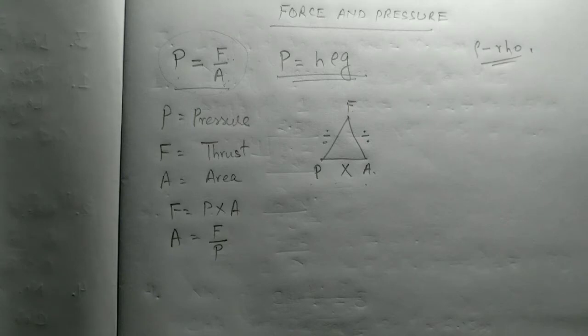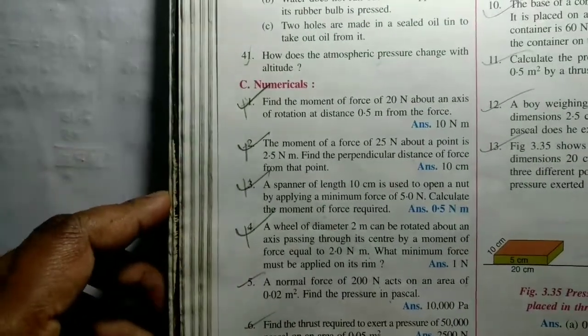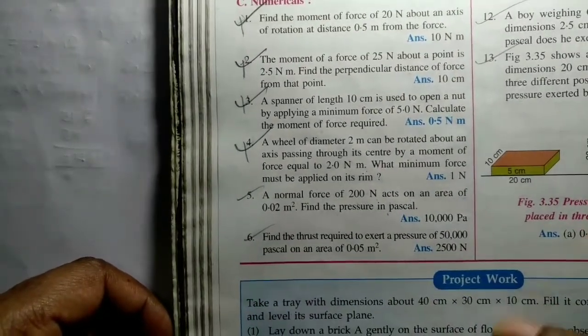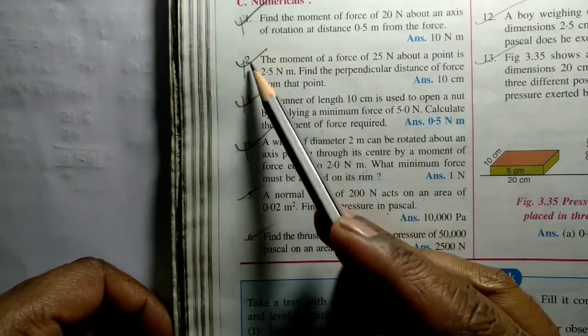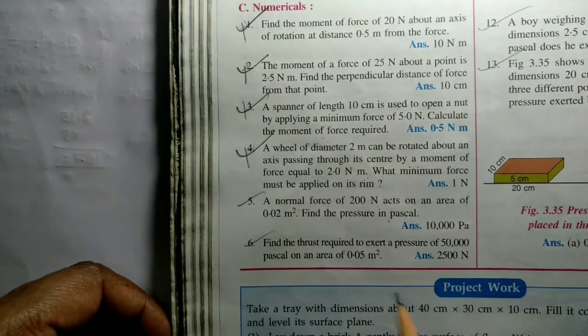So let me start with number 5. We have to start with number 5 first, because numbers 1, 2, 3 and 4 are about moment of force, which I haven't done. So I'm starting with number 5. We are not going to do these force sums unless we do moment of force.